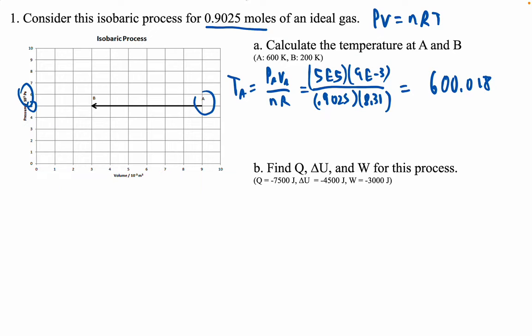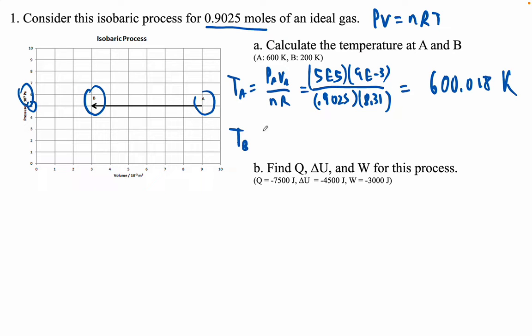And of course, that's because I just figured out what the moles were and tried to make it 600. So 600 kelvins roughly. Now, notice that at B, we've cut the volume by a factor of 3 from 9 to 3. So we would expect the temperature at B to be 1/3 of that, and 1/3 of 600 is 200. So you could do it that way. That's what I would do on a test. But I know there's people out there that go, prove it.